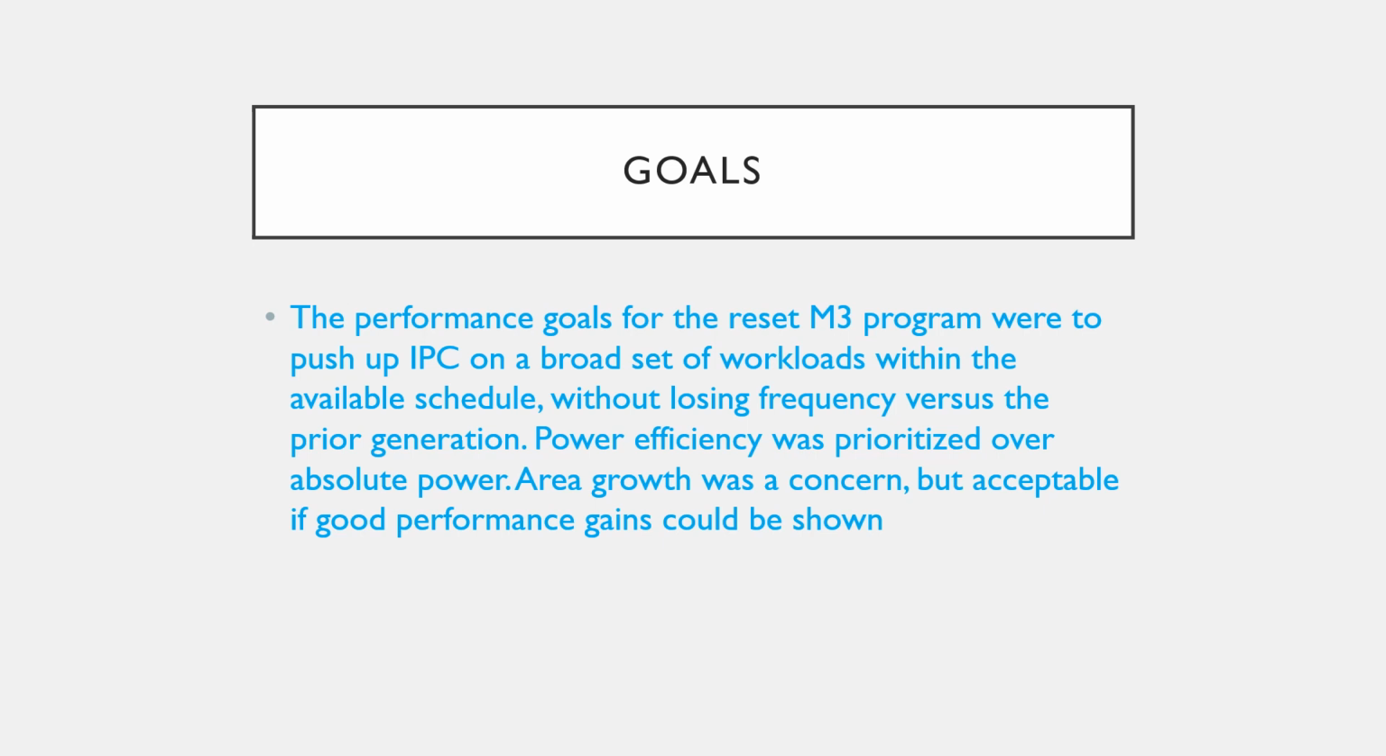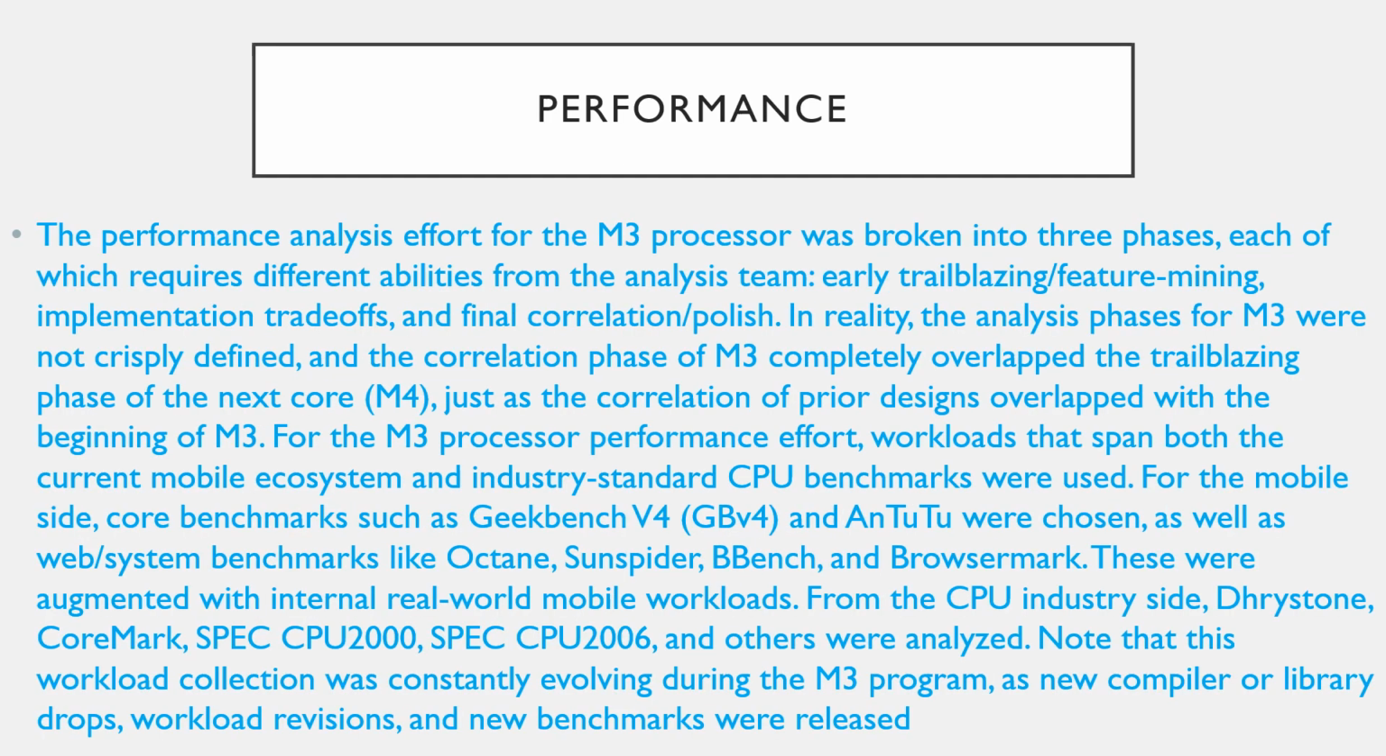So now, the Samsung M3 processor goals. The performance goals of the recent M3 program were to push up IPC on a broad set of workloads within the available schedule, without losing frequency versus the prior generation. Power efficiency was prioritized over absolute power. Area growth was a concern, but acceptable if good performance gain could be shown.